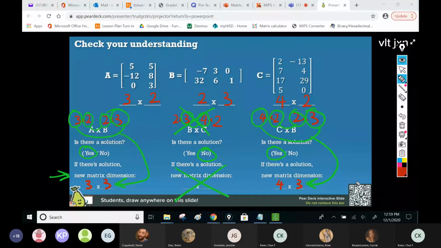4 by 3. So the order, it matters. Compared with the previous problem, which is B times C, this one is C times B. So we are using the exact same matrices, but one of them has no solution, the other one has a solution. All right, so the order, it matters. Okay, so you gotta be very, very careful.